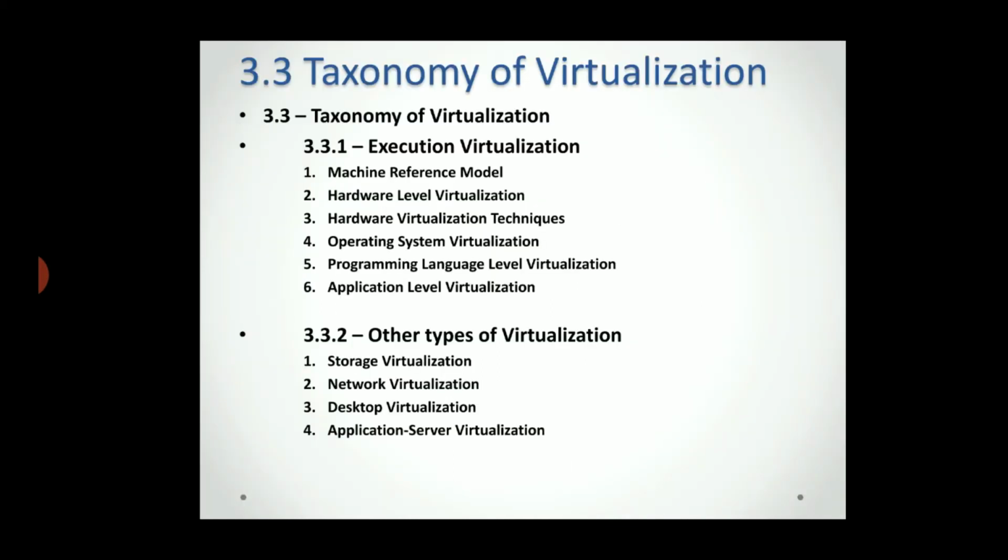In the taxonomy of virtualization, we have two major types. First one is execution virtualization and the other is other types of virtualization. Under execution virtualization, we have machine reference model, hardware level virtualization techniques, operating system virtualization, programming language level virtualization, and application level virtualization. Whereas in the other types of virtualization, we have storage, network, and desktop virtualization along with application server virtualization.